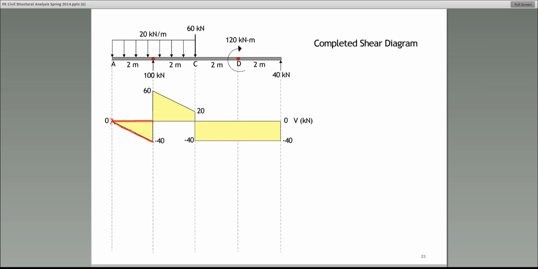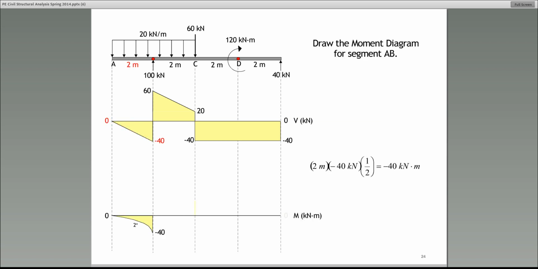All right, several of you are saying parabola. Yes, a second degree curve is indeed a parabola. So we would expect, from A to B, the moment diagram to be a second degree curve, which is a parabola. What does a parabola look like? There it is. That, guys, is a parabola.